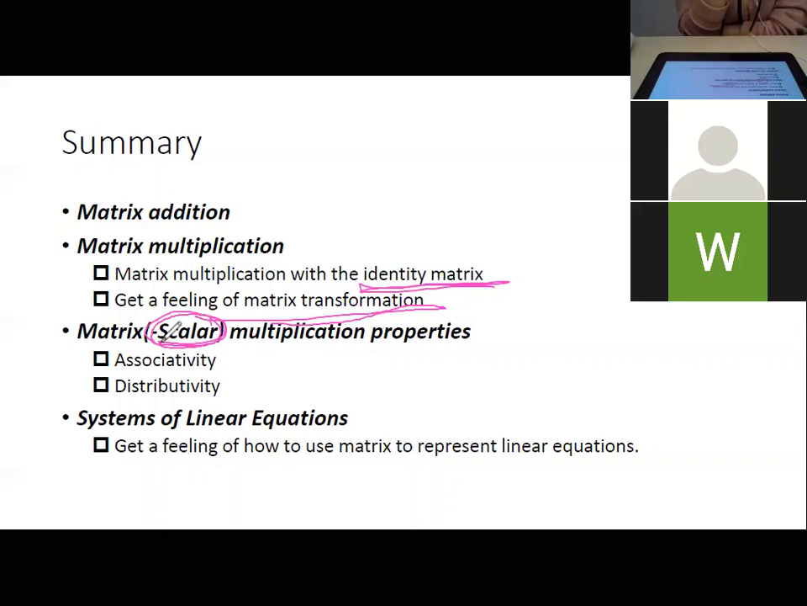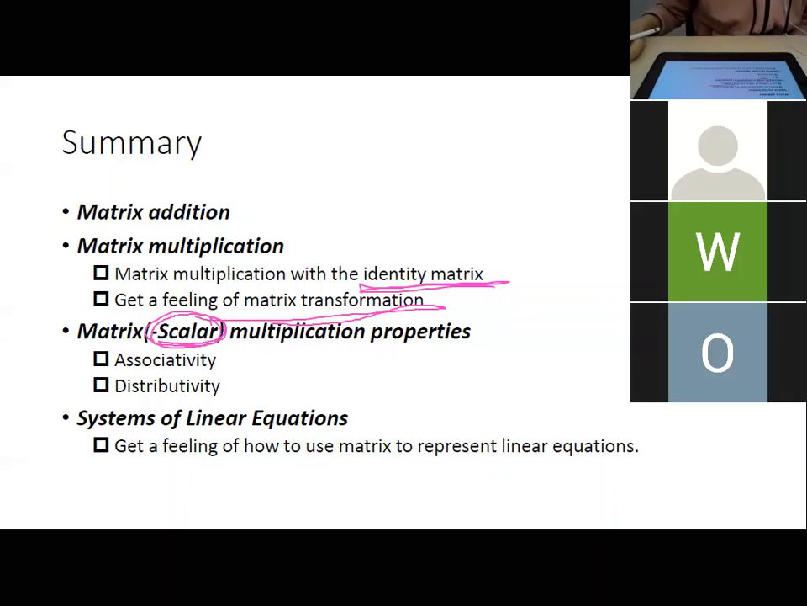Then we go to the system of linear equations. The key point of this part is that there is a linkage between matrices and linear equations, and we can use matrices to solve linear equations. That's all. If you have any questions, please send me messages or you can unmute your microphone.